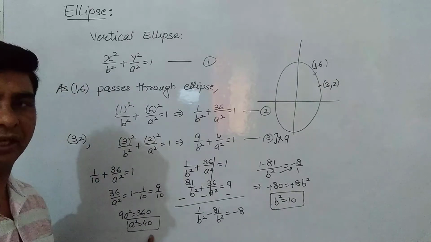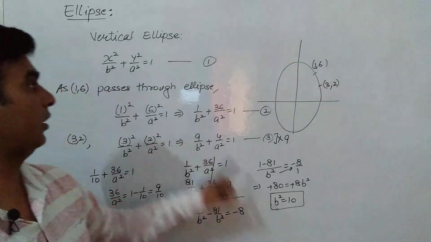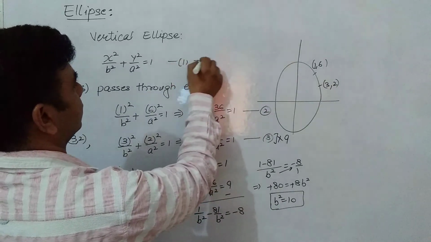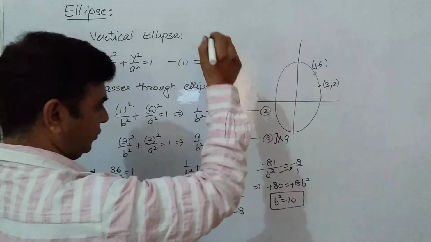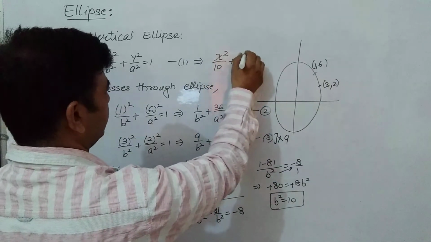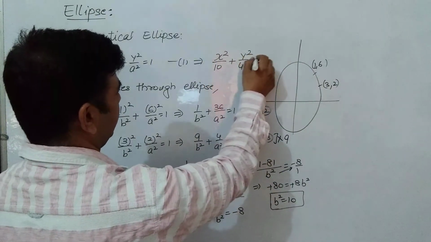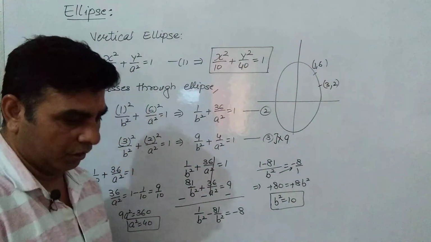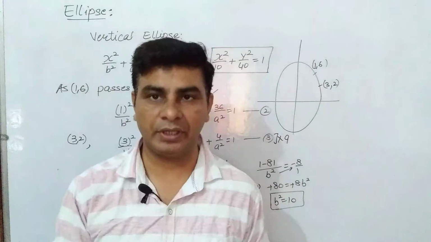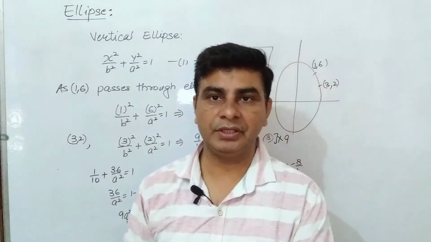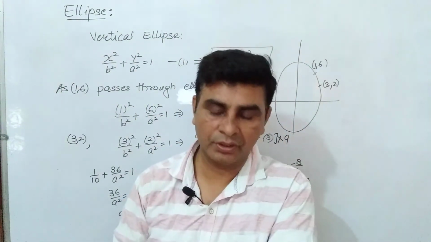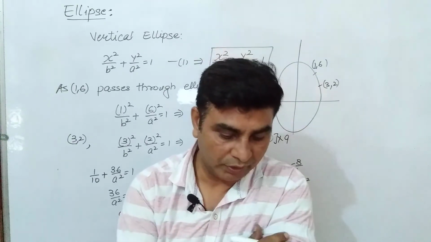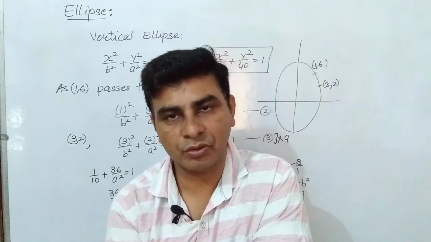a square की वैल्यू 40 आ गई है, b square की वैल्यू 10 आ गई है. Then the equation of ellipse is given by x square by 10 plus y square by 40 is equal to 1. So this is the equation of ellipse having center as 0,0, major axis on the y axis, and this is passing through the given 2 points 3,2 and 1,6. So this was the second last question of your exercise.